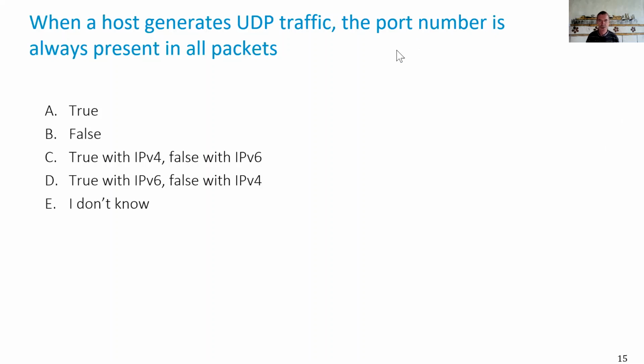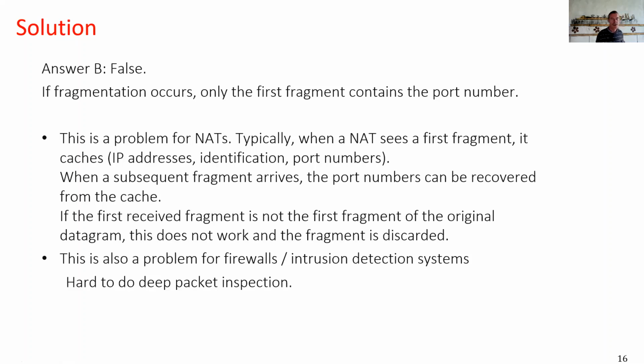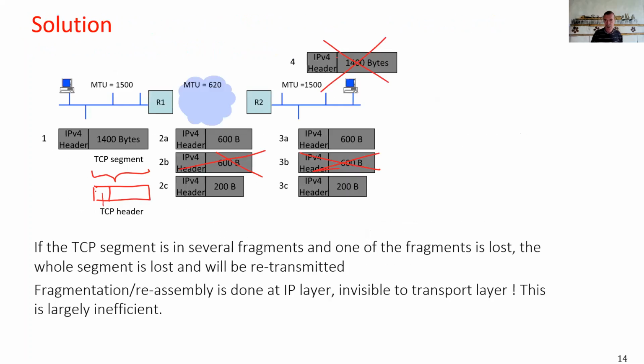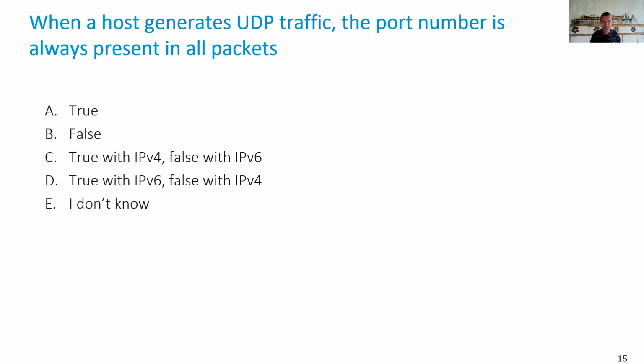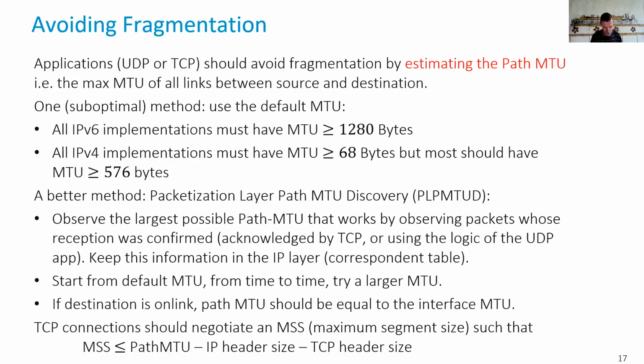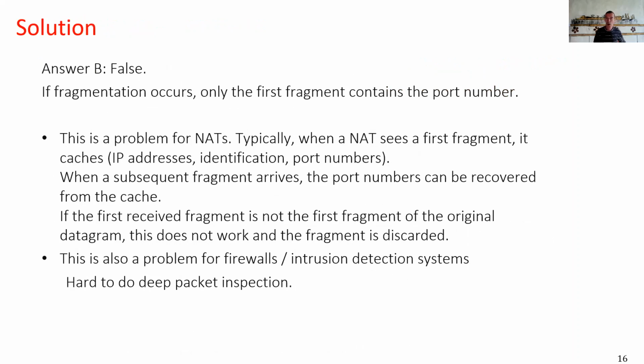I share the results, but I'm sorry to say the majority vote is incorrect, because if fragmentation occurs, only the first fragment contains the port number, because remember, fragmentation is done at the IP layer. So if I go back a few slides here, the 600 bytes that are shown here, that's the beginning of the UDP packet. The second part of the UDP packet is the middle of the payload of the UDP packet. So there will be no UDP header, which is typically in the first fragment.